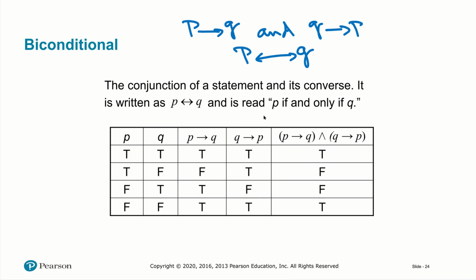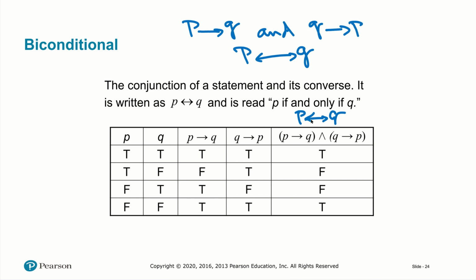Now we want the conjunction of those. Remember, up here, instead of writing this, we could have written P if and only if Q, right? So if you take the conjunction of these two, remember conjunction is only true if both are true, right? So true and true, true. False and true, false. True and false, false. True and true, true. So that is how you find the truth table for a biconditional.